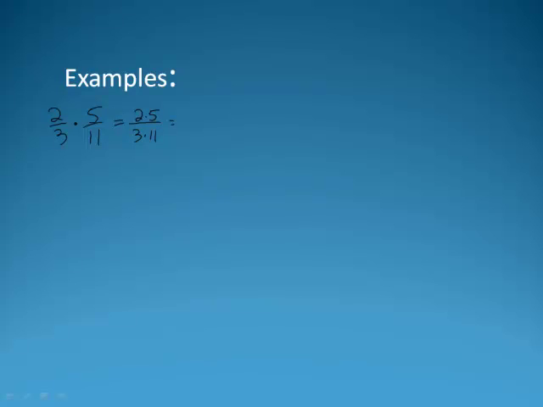2 times 5 is 10. 3 times 11 is 33. There are no common factors we could take out. We can kind of see that in the previous step as well. Therefore, this is simplest form, and therefore that would be our final answer.